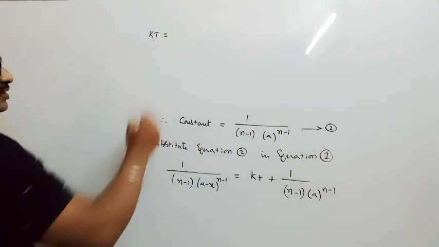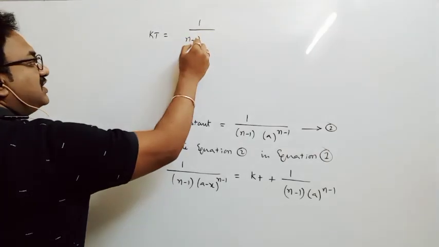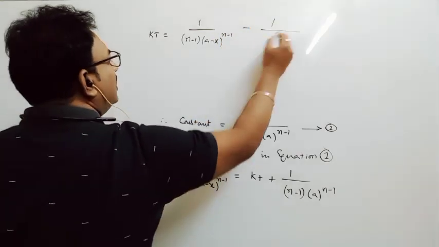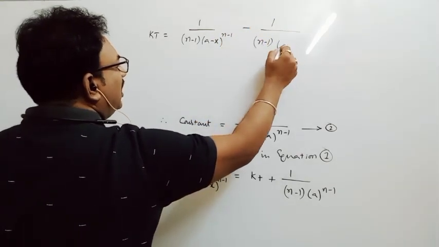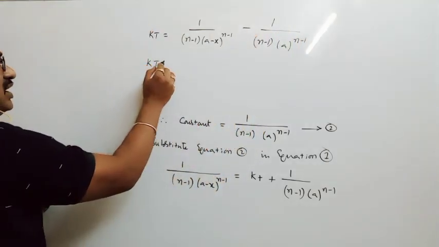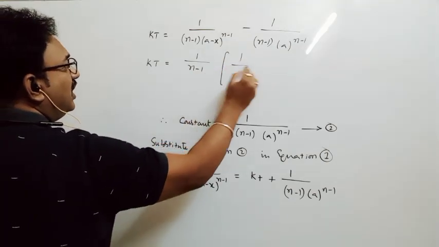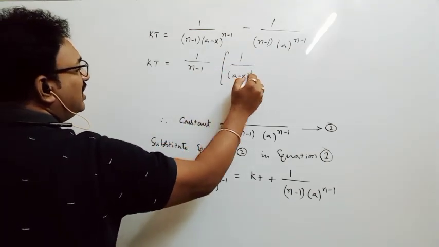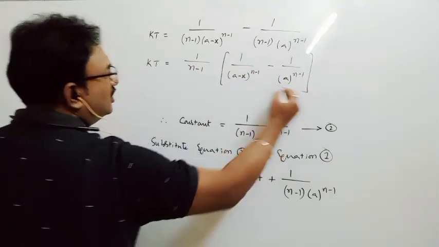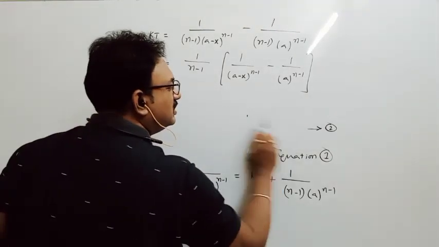1 by (n minus 1) into (a minus x) power (n minus 1) minus 1 by (n minus 1) into a power (n minus 1). Just take n minus 1 common. kt equal to 1 by (n minus 1) into [1 by (a minus x) power (n minus 1) minus 1 by a power (n minus 1)]. Okay. Understand? Next.